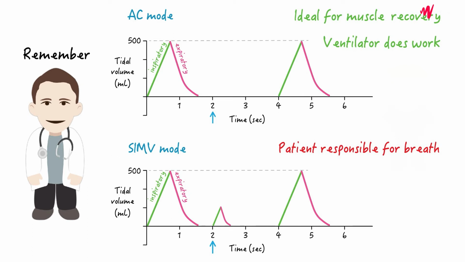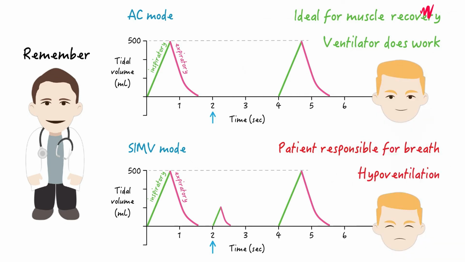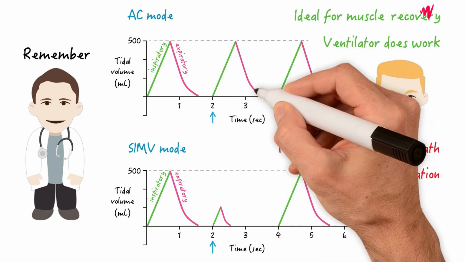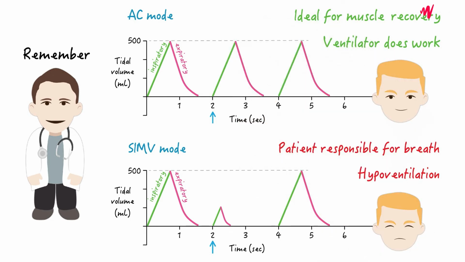And initially, when the patient is weak and the lungs are impaired, the patient may not be strong enough to draw a full breath. So this type of shallow breathing may actually contribute to hypoventilation and continued respiratory muscle dysfunction. On the flip side, as we've already seen with the AC mode, the patient in the AC mode merely attempts and the ventilator does the rest.